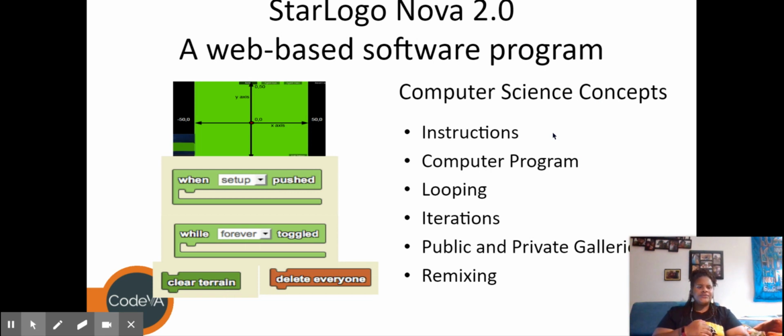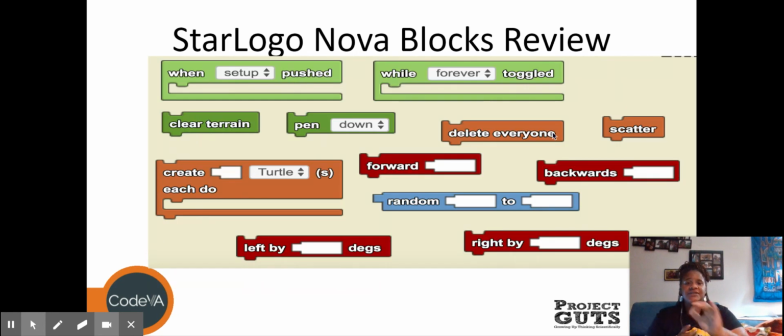Again, StarLogo Nova, SL Nova, is a web-based software program. We're going to be talking about some loops, some iterations, some public and private galleries, and how to remix some of the information. Now, if you have used Scratch to code, that is wonderful, and this will look quite familiar to you because this is also a block-based coding system.